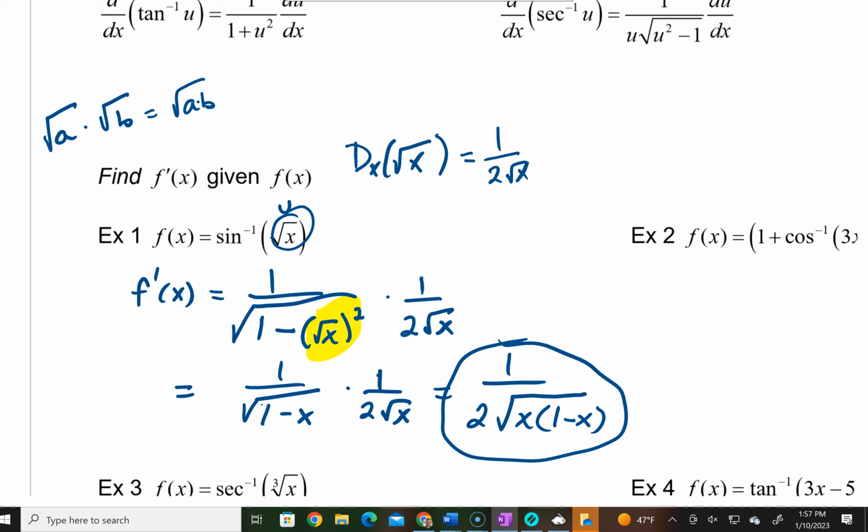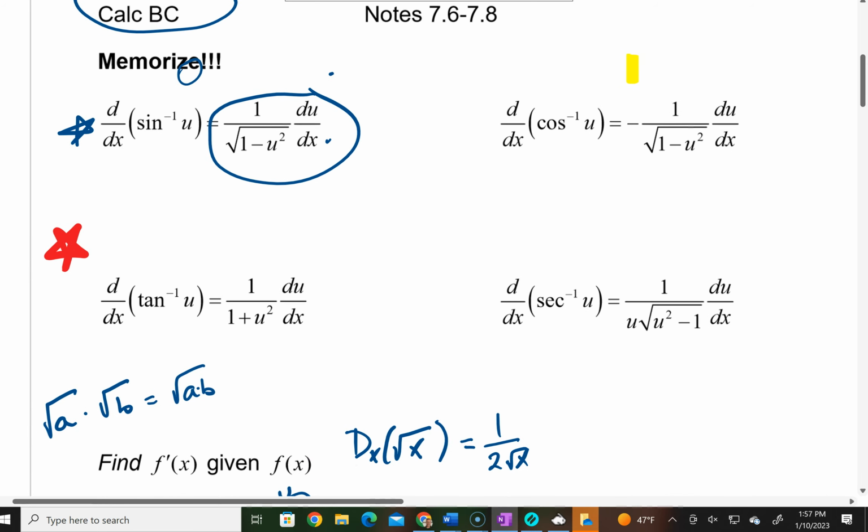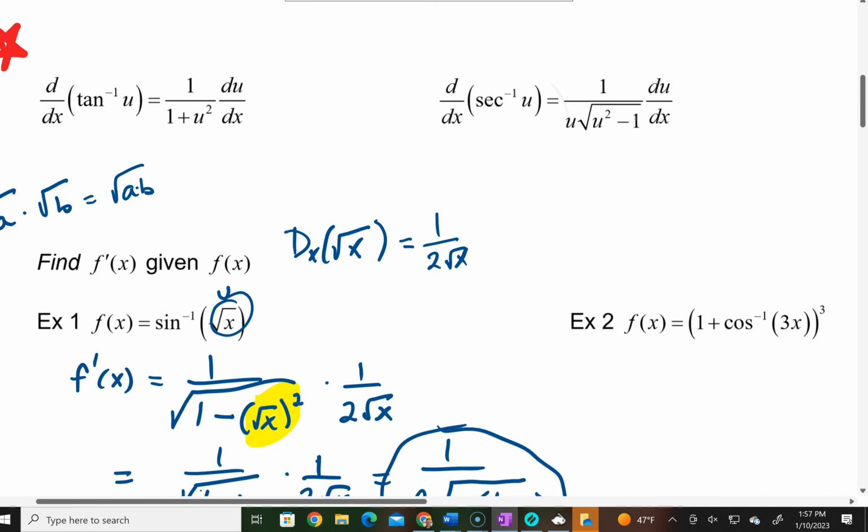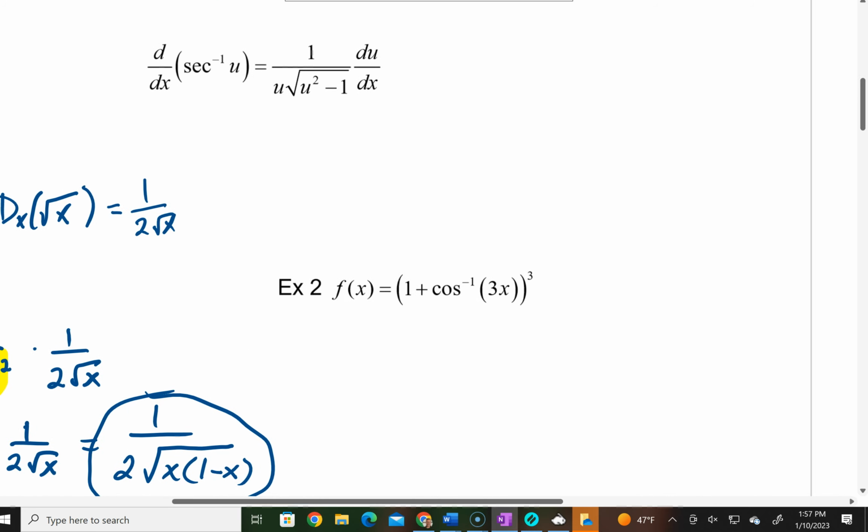We doing okay? The key is you got to memorize these templates. If you don't have these memorized, obviously, then you're in trouble. So you might want to make a flashcard for it. Take a look right here at example 2.